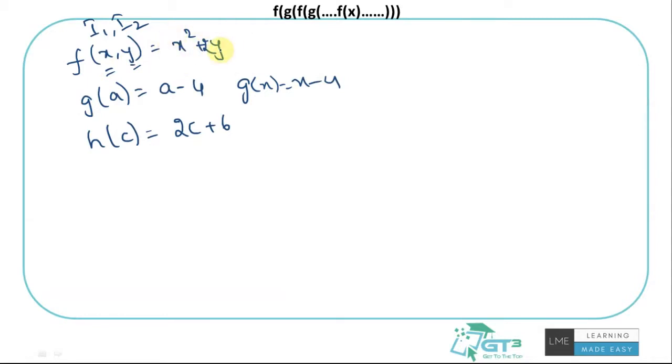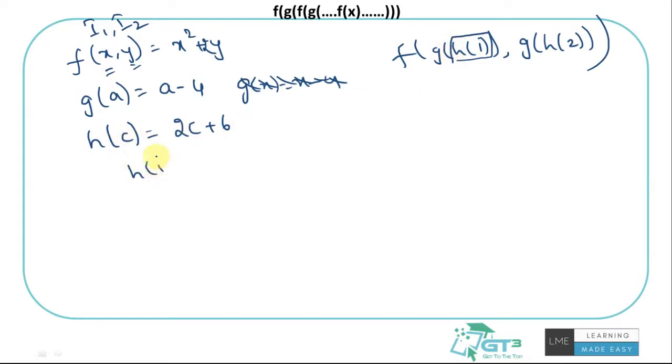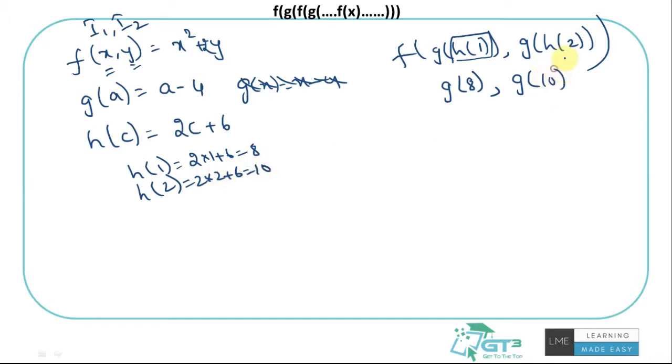So if I ask you now, what is f of g of h of 1 comma g of h of 2, I need to evaluate from the innermost. So first I need to find h of 1. What is h of 1? 2 into 1 plus 6, that is 8. So g of h of 1 will become g of 8 comma g of h of 2. I need to find out h of 2, that is 2 into 2 plus 6, that is 10. So it will be g of 10. Because I know f will have 2 inputs, that's why we have g of 8 comma g of 10.